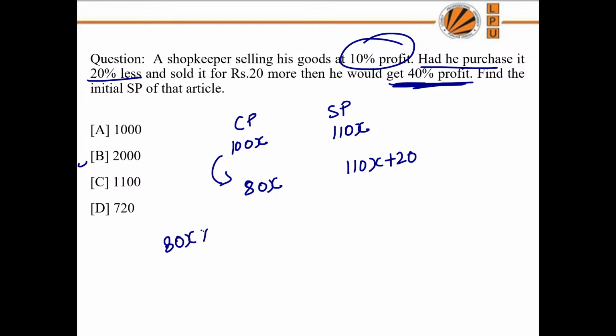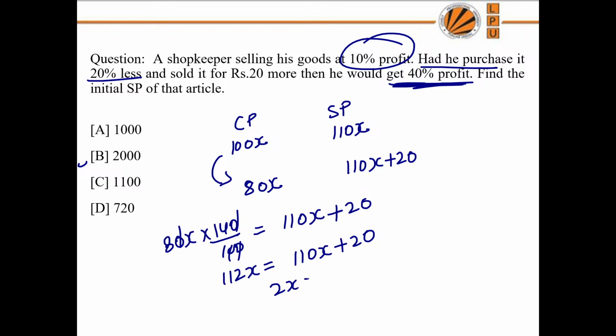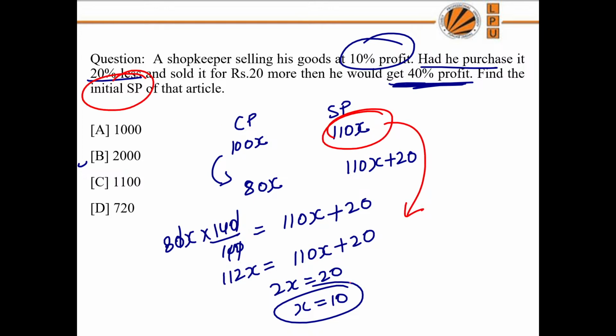So now CP multiplied by 140 divided by 100 will give you SP finally, which is 110x plus 20. If you cancel it, it will give you 112x is equal to 110x plus 20. So from here 2x is equal to 20, and the value of x is 10. The question is asking for the initial SP, which is 110x. So x is 10, and 110 into 10 gives you 1100, which is the answer for this question.